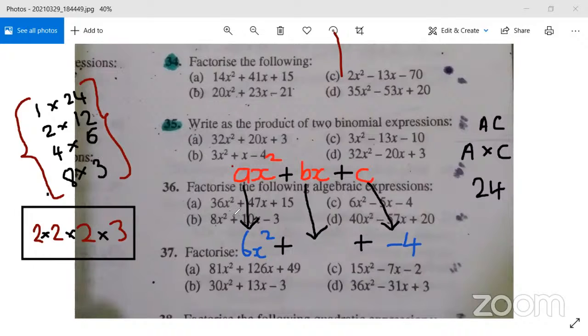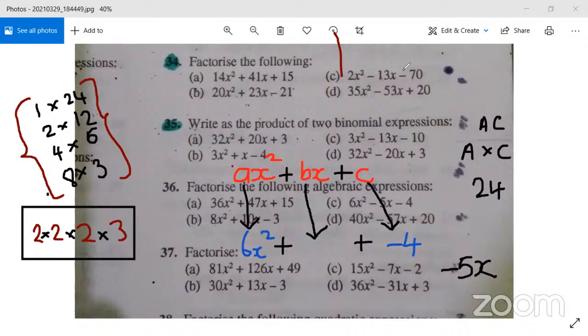Right? So those are the possibilities of combinations that we have. Right? Now we have to use a combination of the two that would result in minus 5x. Right? Some combination of these two should give us minus 5x.